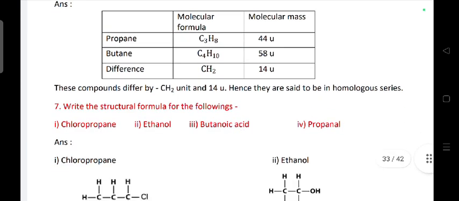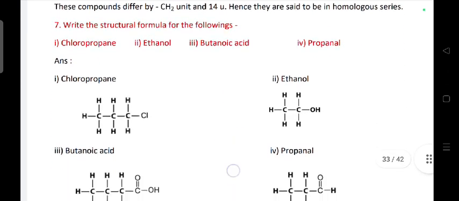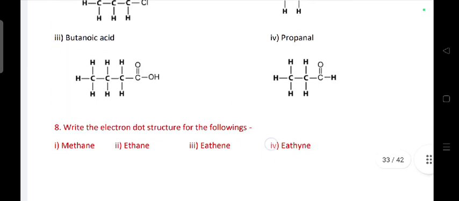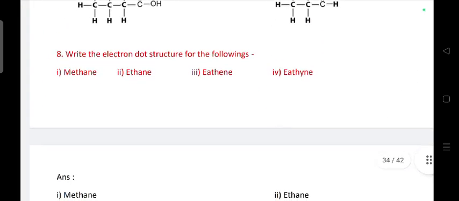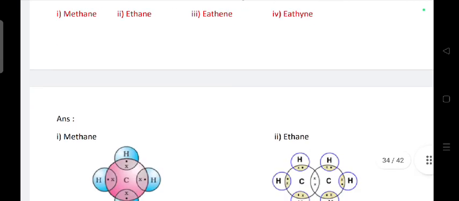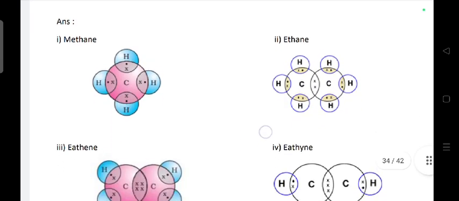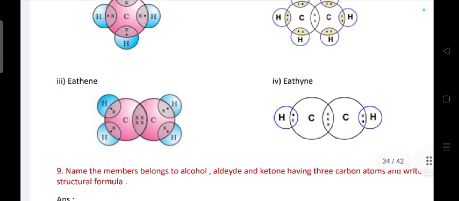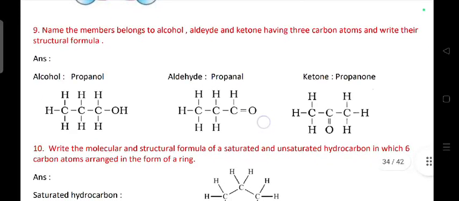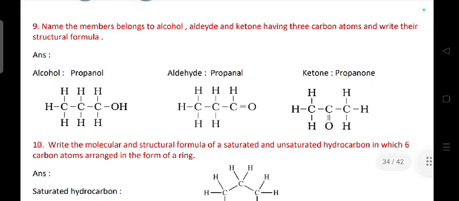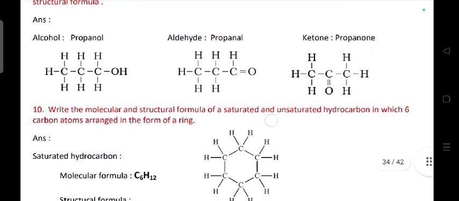Next, write the structural formula of the following. Again, structural formula, anyone can give. So I am giving just an example. Write the electron dot structure of the following: methane, ethane, ethene and ethyne. Name the members belonging to alcohol, aldehyde and ketone having 3 carbon atoms and write their structural formulas.